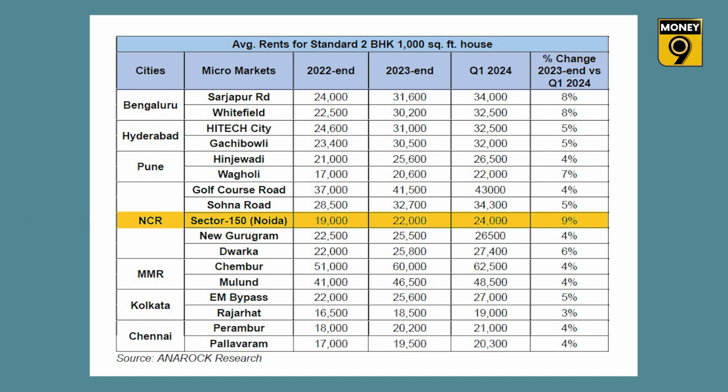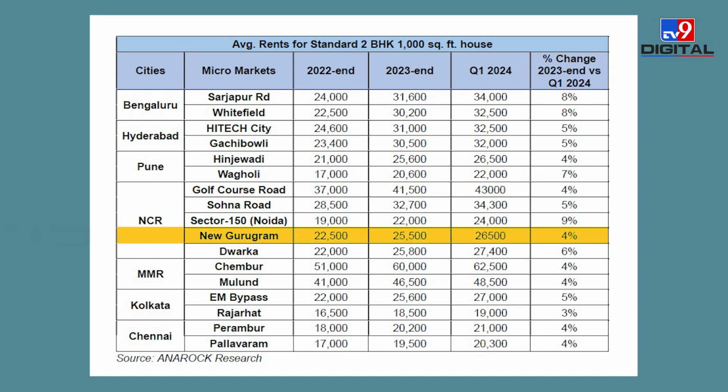According to the Anarock report, in the NCR region, in Sector 150 in Noida, the rent for a 2 BHK flat was 22,000 rupees at the end of 2023. That is, this figure is now increased by 9% to 24,000 rupees during the first quarter of 2024. In Dwarka, the rent increased from 25,800 rupees to 27,400 rupees. On Golf Course Road, it increased from 41,500 rupees to 43,000 rupees, and in New Gurugram, the rent for a flat rose from 25,500 rupees to 26,500 rupees.